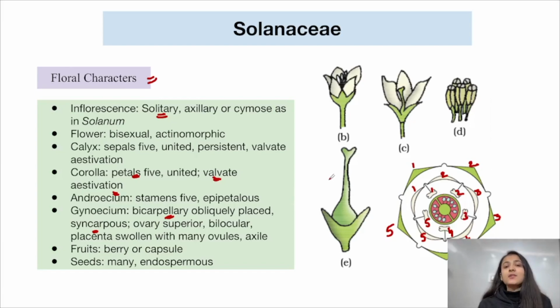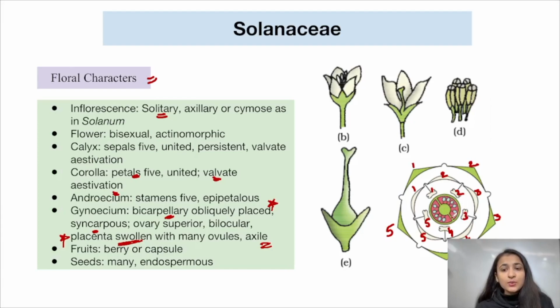Okay, so this is the characteristic feature of the family Solanaceae, that an obliquely placed septum is there, and inside this swollen portion here represents the placenta. So placenta in case of Solanaceae is swollen. This is also a characteristic feature of the family Solanaceae. Okay, that bicarpellary obliquely placed septum is there, and then placenta is swollen and many ovules are attached to it. Axial placentation is seen here. Okay. As you can see here, the ovules are attached to the placenta.